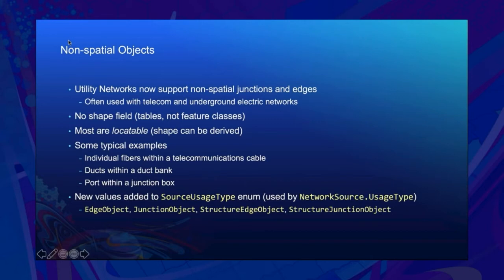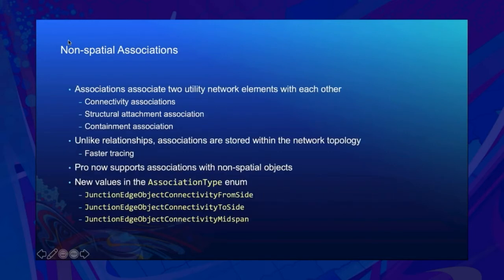So some typical examples of non-spatial objects are individual fibers within a telecommunications cable, ducts within a duct bank, and ports within a junction box. So we've added some new values to the source usage type enums so that you can tell which kind of non-spatial object a particular network source refers to. Now, associations are also supported. Just a quick reminder, a connectivity association allows you to connect features or objects that are not geometrically coincident.